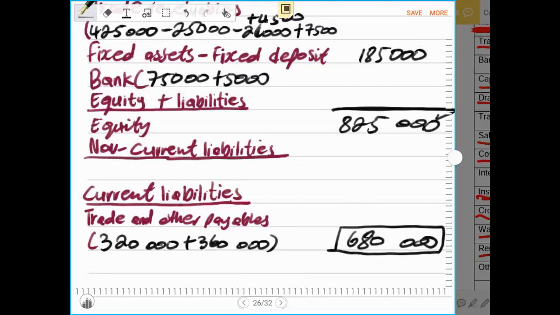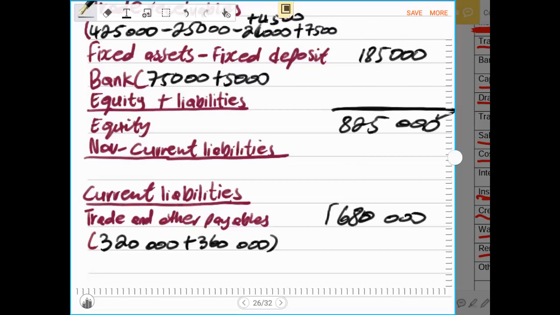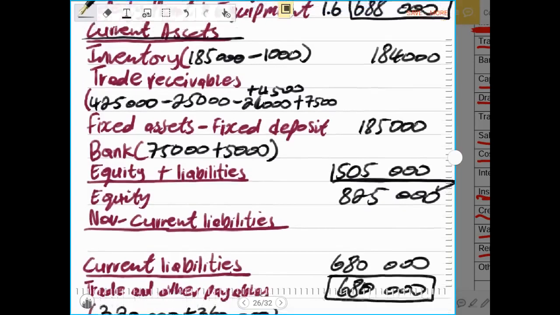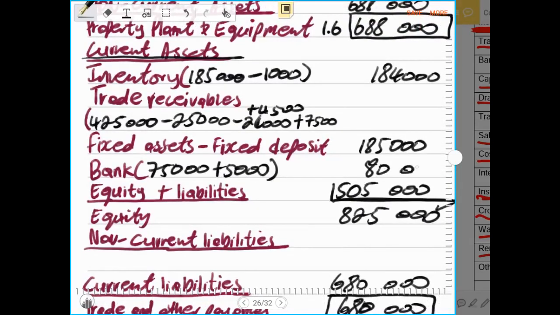Total is 680,000 rands, the sum of all of them. There was no non-current liability. Then after, we have to add our current liabilities plus the equity. That will give us a total of equity and liabilities of 1,505,000. Then our bank account is 80,000 rands.